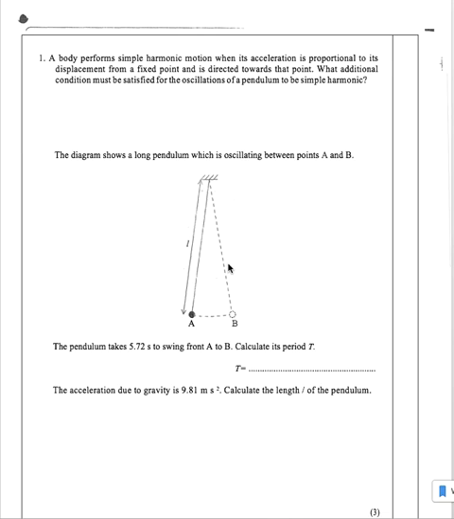Solution to the SHM pendulum 4-mark question. It is the June 05 question 6. So the question says a body performs simple harmonic motion when its acceleration is proportional to its displacement from a fixed point and is directed towards that point. What additional condition must be satisfied for the oscillation of a pendulum to be simple harmonic?